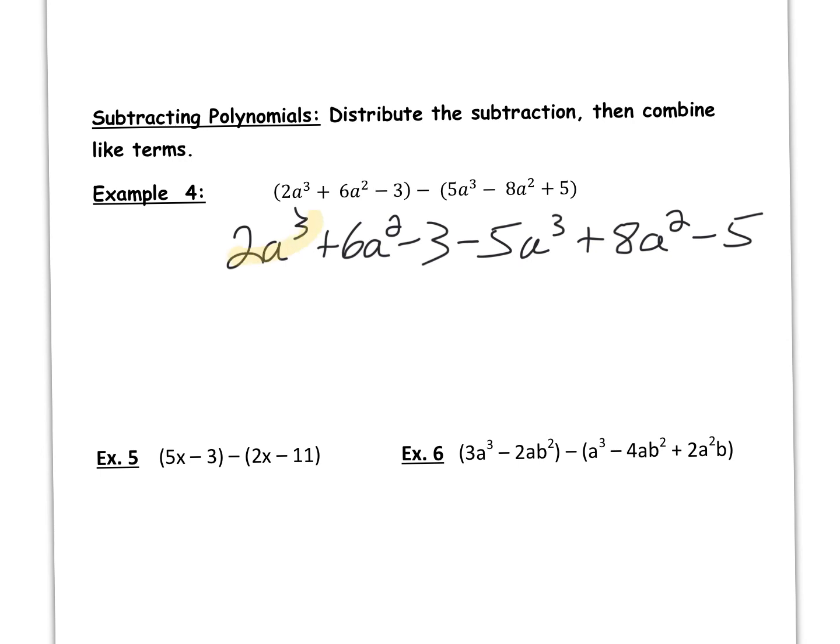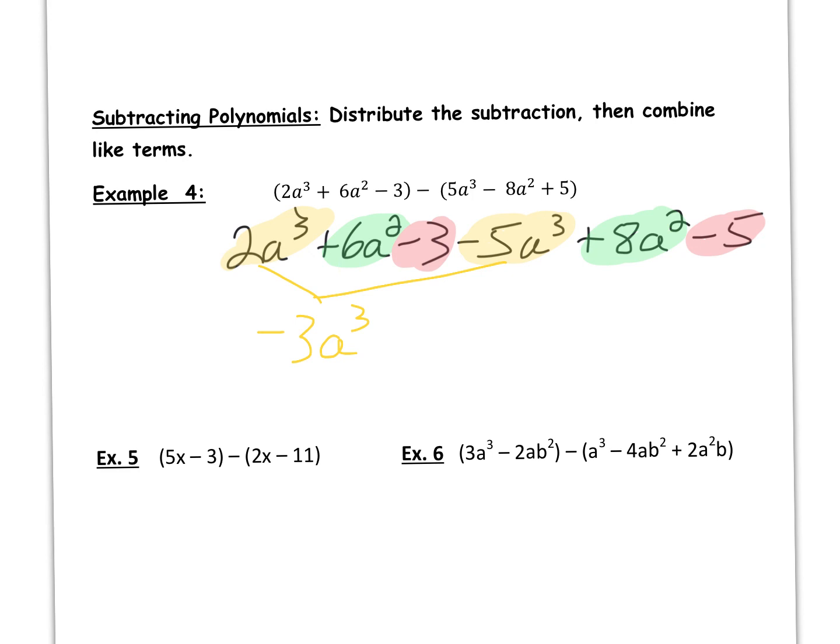We have a 2a to the third here, and we have a minus 5a to the third here, so those are like terms. Then we also have a plus 6a squared and a plus 8a squared. And then finally we have our minus 3 and our minus 5. So we need to combine all of that. When we do so, when we combine the 2a to the third minus 5a to the third, we actually end up with a negative 3a to the third.